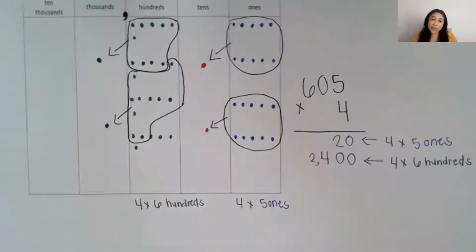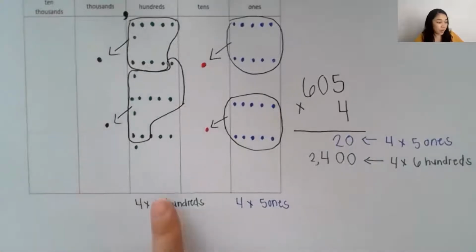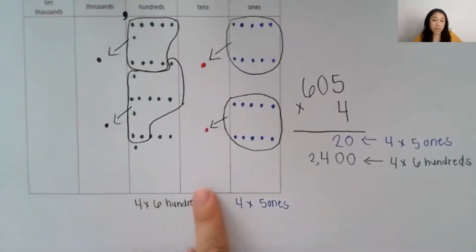What value is represented in the place value chart? Here we can see 2 thousands, 4 hundreds, 2 tens, 0 ones. That equals 2,420.